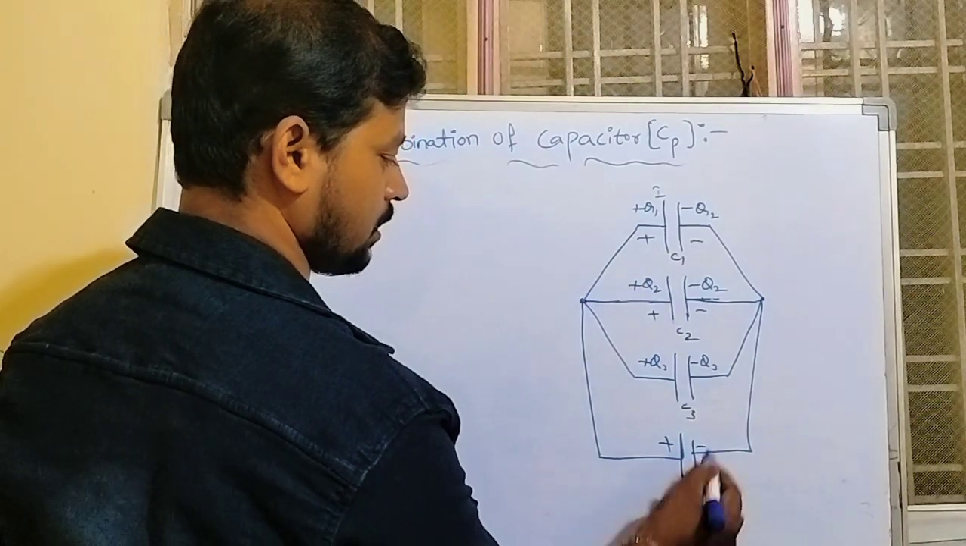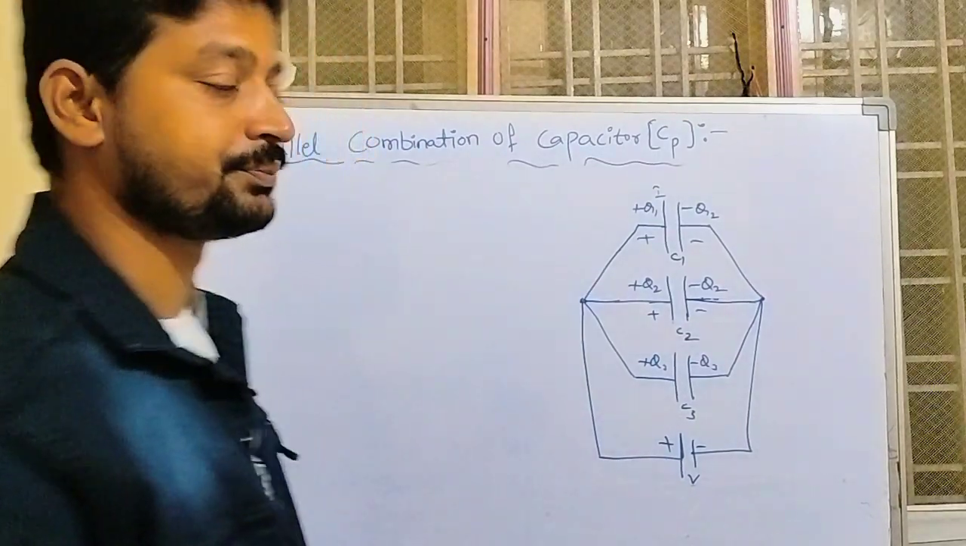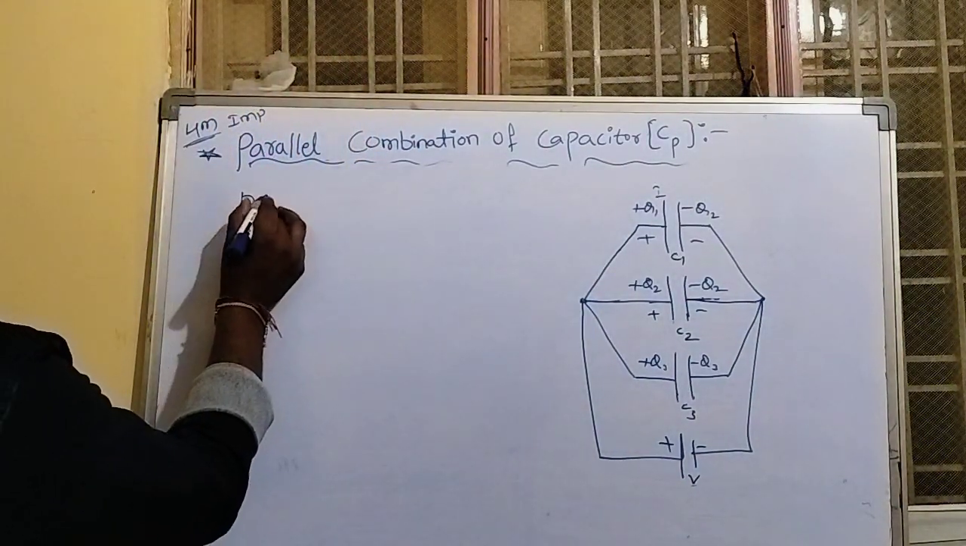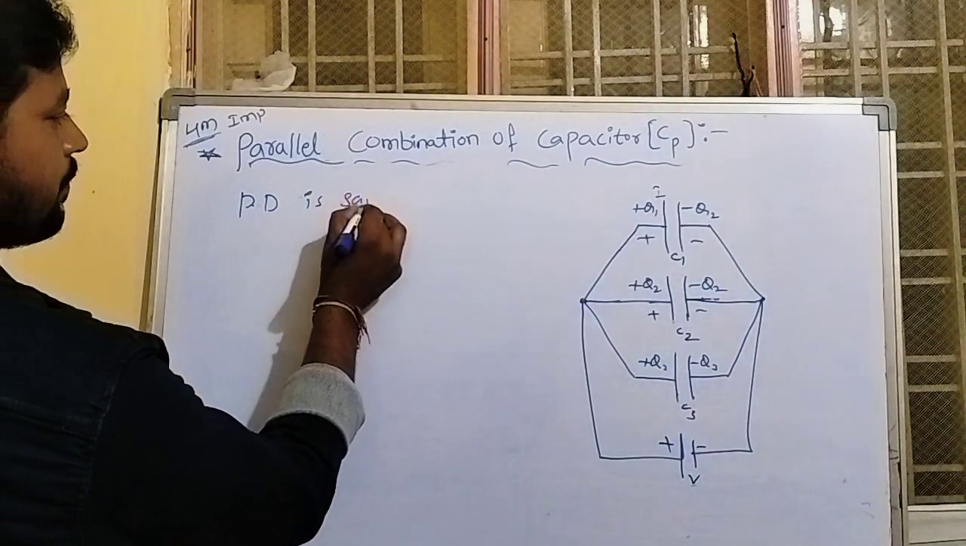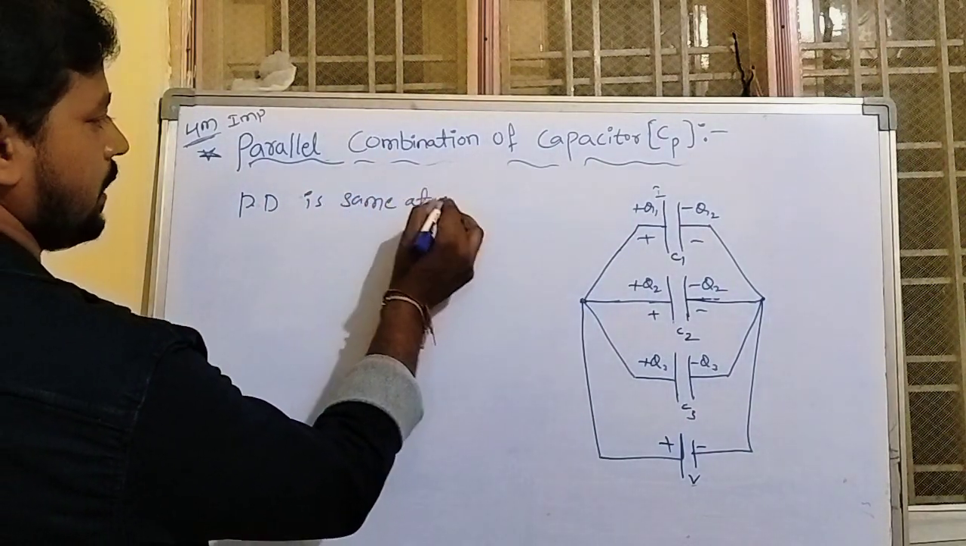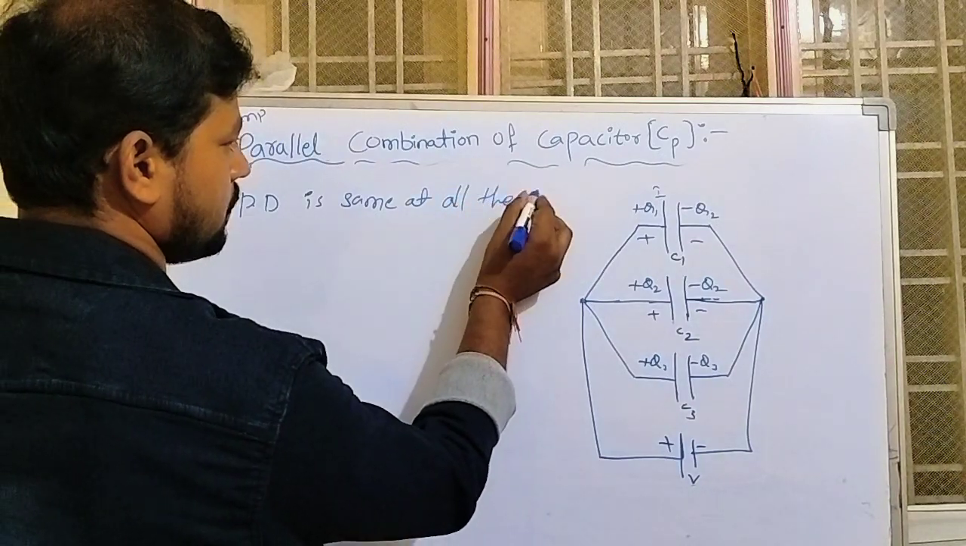The total potential drop V is the same at all the capacitors. That is V. Potential drop is the same at all the capacitors.